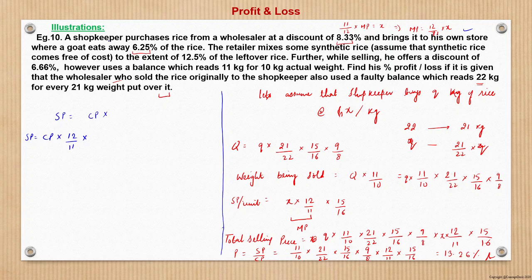He brings it to his own store, a goat eats away 6.25. So 6.25% of the quantity is gone, so that will impact the SP by that much. So the impact will be 15 by 16 times. Then the retailer mixes some synthetic rice to the extent of 12.5%. So this will increase the selling price by 12.5%. So 12.5 is 1 by 8, so this becomes 9 by 8. Now the leftover rice, while selling he offers a discount of 6.66%. So the 6.66% discount will bring down the SP by what factor? 14 by 15, right?